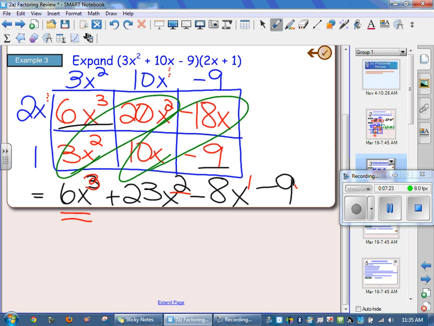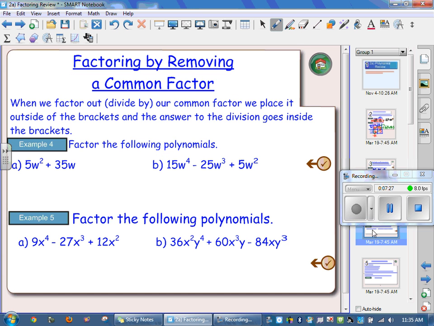Okay, let's take a look at the next few examples. We're going to be talking about removing common factors. This is also known as GCF, greatest common factor. So when we factor out, factoring means dividing, okay? When you're factoring, you're dividing by something. So we're going to divide out our common factor, and we place it outside the bracket. So the GCF goes on the outside. Then the answer to dividing goes on the inside of brackets. That's how you create your factor.